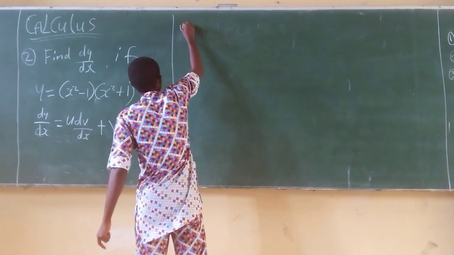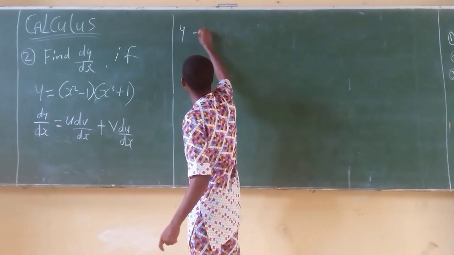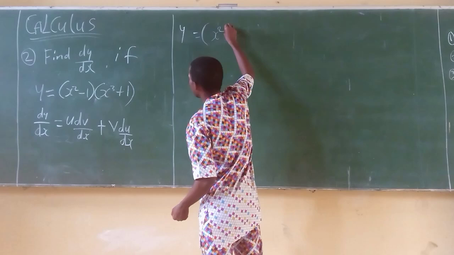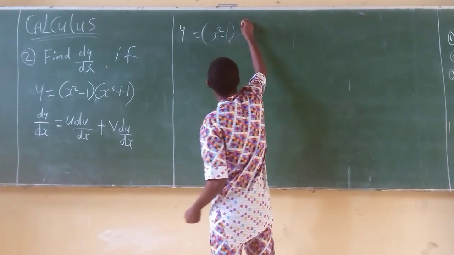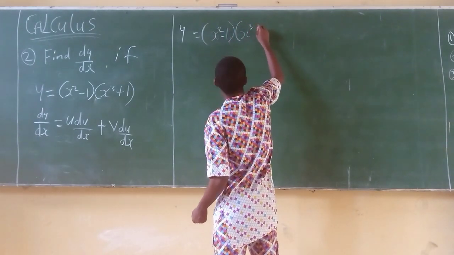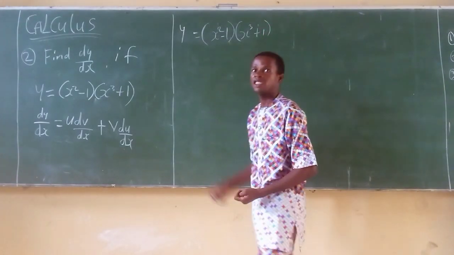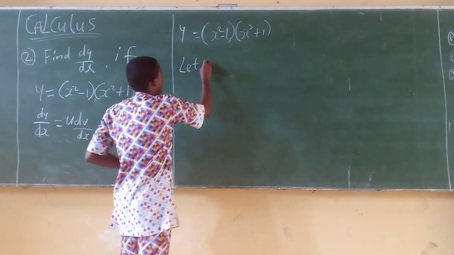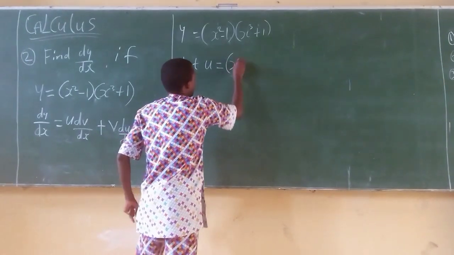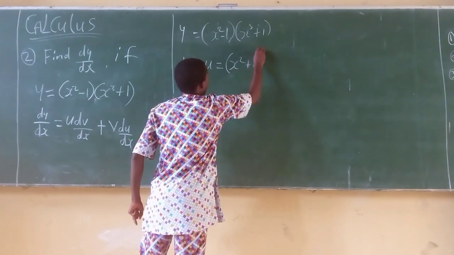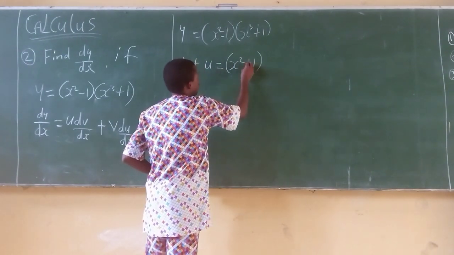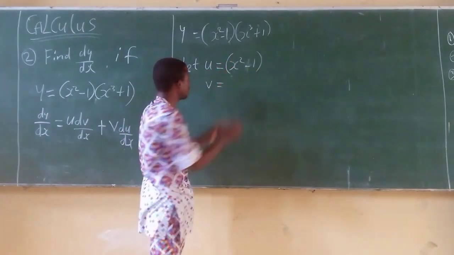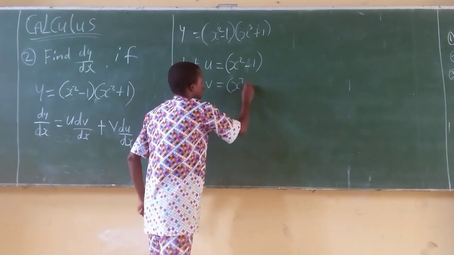In this question we have y equals bracket x squared minus 1 times bracket x cubed plus 1. At this point, we let u be the first function. Let u equal bracket x squared minus 1, sorry, this is minus 1. Then let v equal this other function, bracket x cubed plus 1.